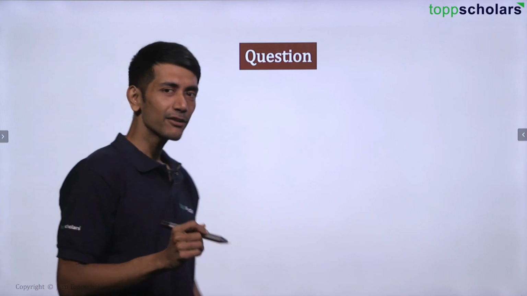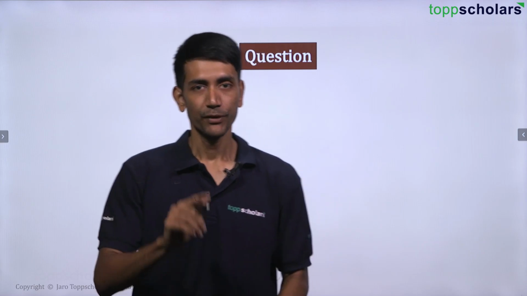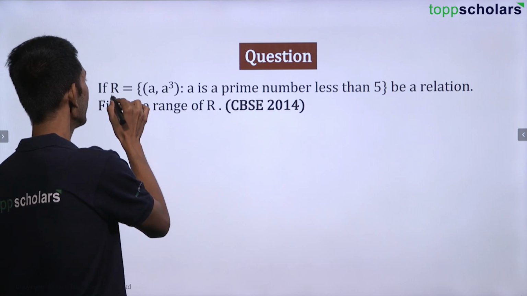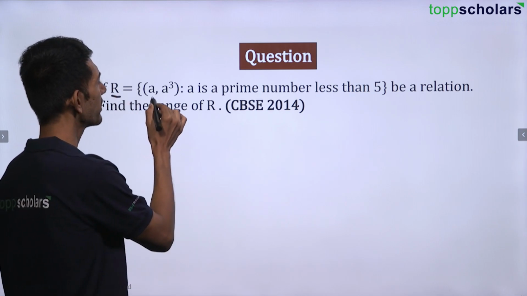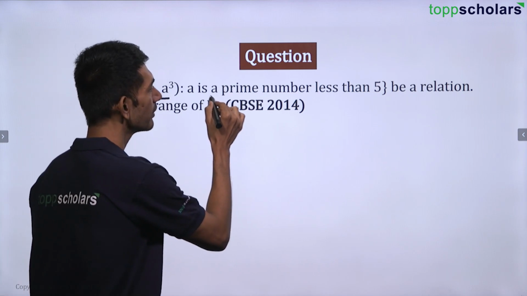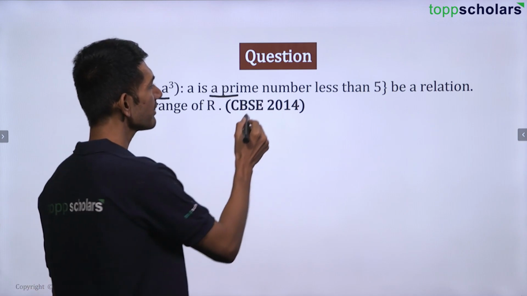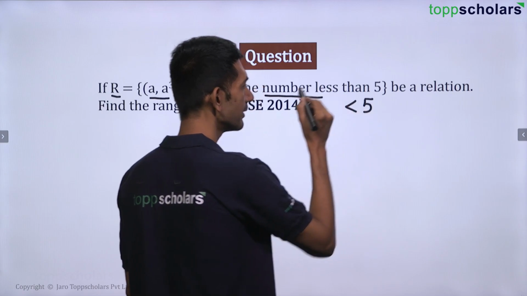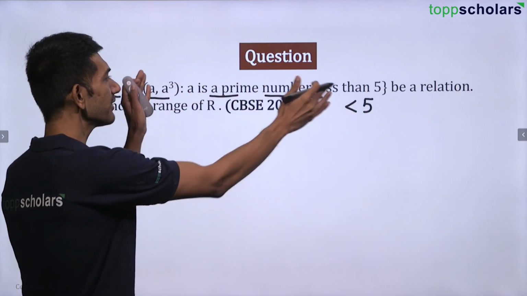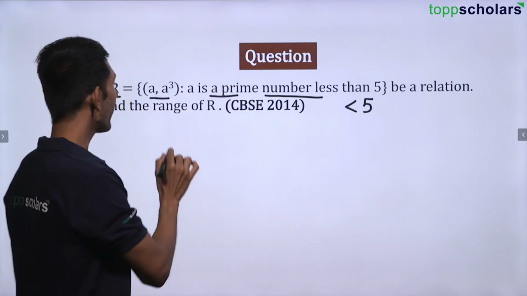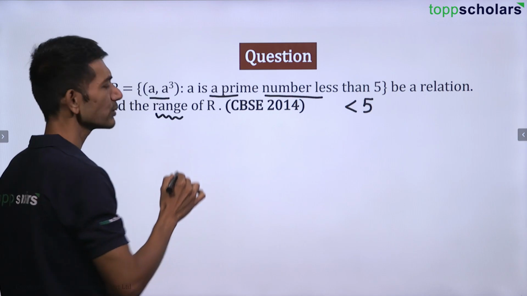Okay. Now let us move on to a question based on relation. I hope this concept up to now is clear to you. So here is the first question. The question says, if R is a set of ordered pairs A comma A cube, where A is a prime number, please read the question carefully, A is a prime number less than 5. So this R is a relation. Then find the range of R, we are supposed to find the range of R.